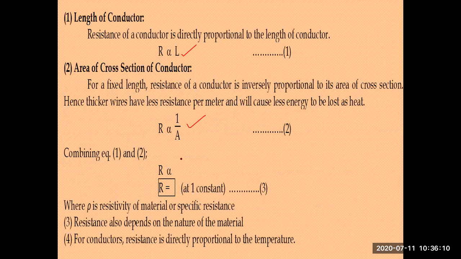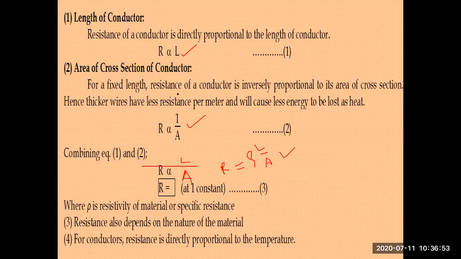So if you combine these two, R is directly proportional to length and inversely proportional to the area of the conductor. When you combine these two, R will be equal to length divided by A, and here we will take a constant which is called the resistivity of the substance, the constant of proportionality. So R is equal to rho L over A.